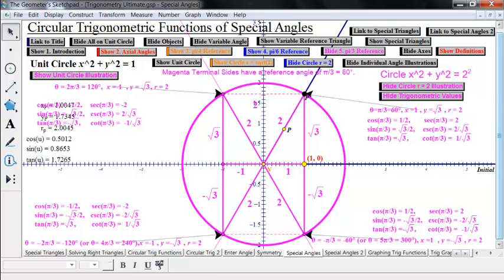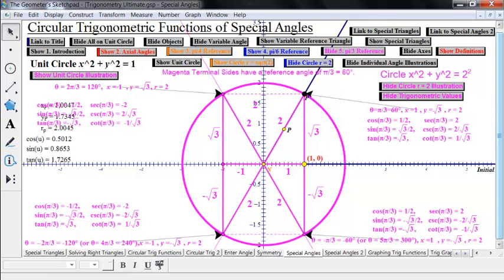Sine is y over r, so that's square root of 3 over 2. And tangent is y over x, square root of 3 over 1 is just square root of 3. Secant is r over x, that's 2 over 1, which is 2. Cosecant is r over y, so that's 2 over square root of 3. And cotangent is x over y, that's 1 over square root of 3.